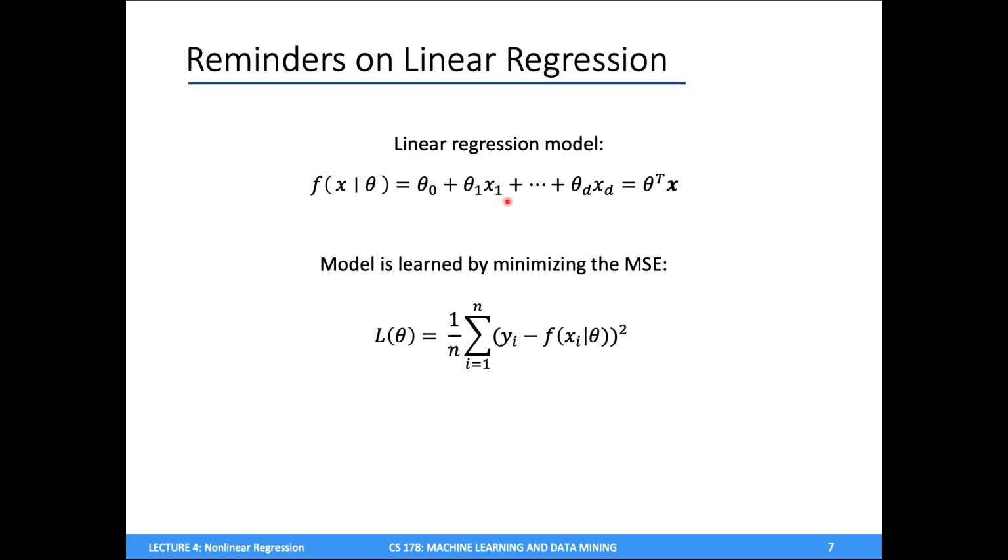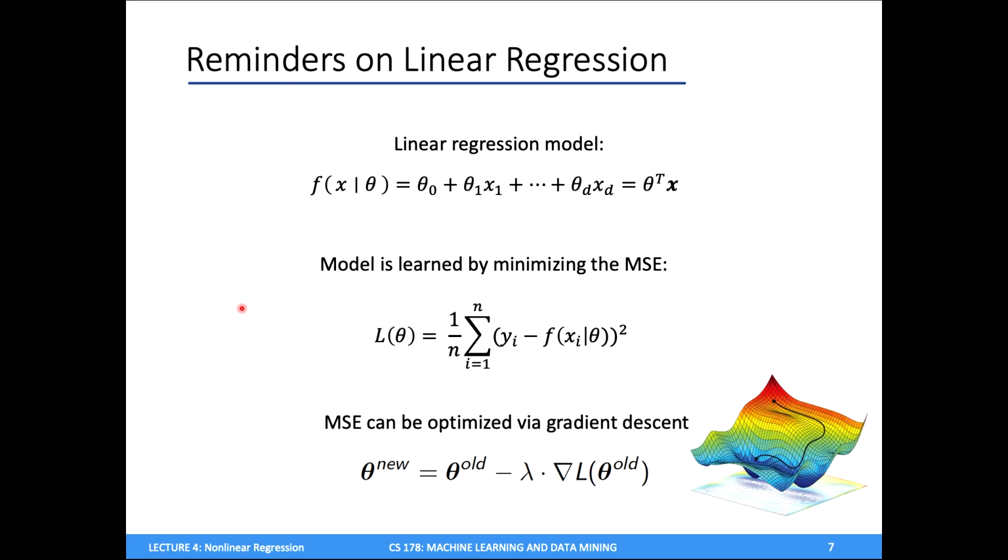This model is, again, learned by minimizing this mean squared error loss function. A loss function is some kind of function L that takes in the parameters of our model. So it takes in theta 0, theta 1, all the way up through theta d. And it measures how good our model is using those particular parameters. And in the case of linear regression, we're going to use this MSE loss function that compares the true outputs coming from our training data to the outputs from our model.